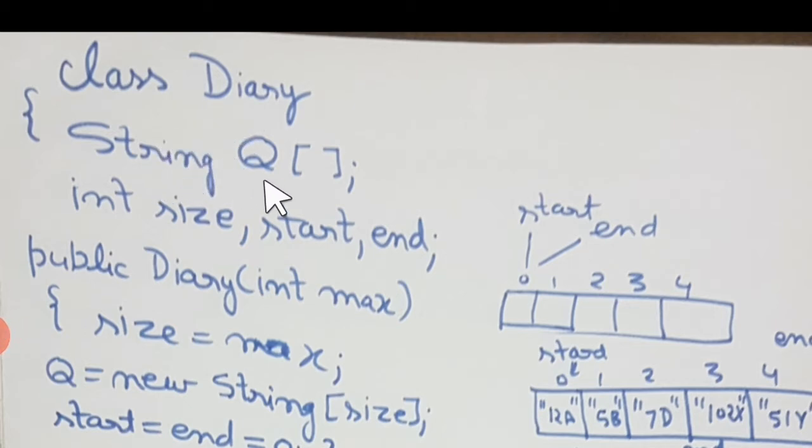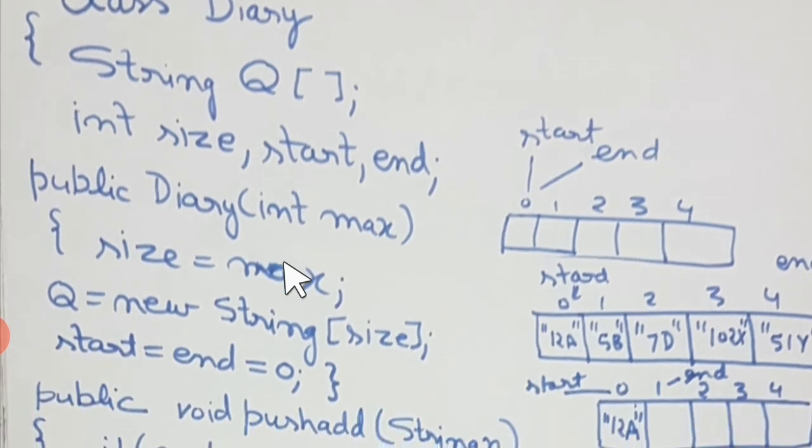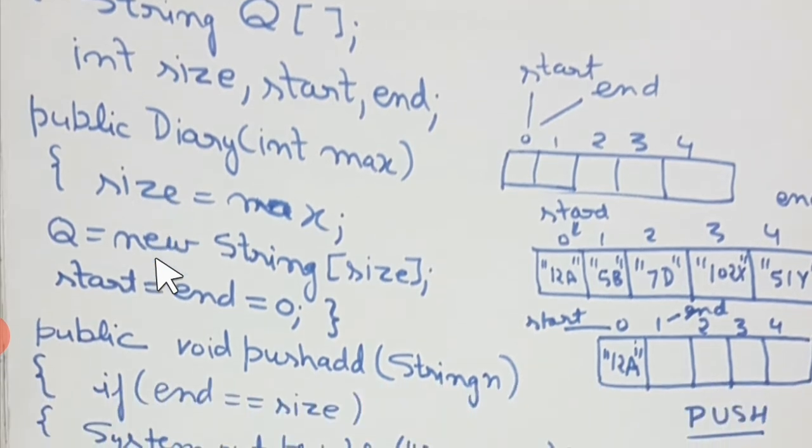The string Q is an array of string type because we have to store the addresses. Then int size stores the maximum capacity. Then we have start, which represents the front, and end, which represents the rear. Now after that there is a constructor which has a parameter, int max. So max will be assigned to size, and here, students, Q equal to new string size.